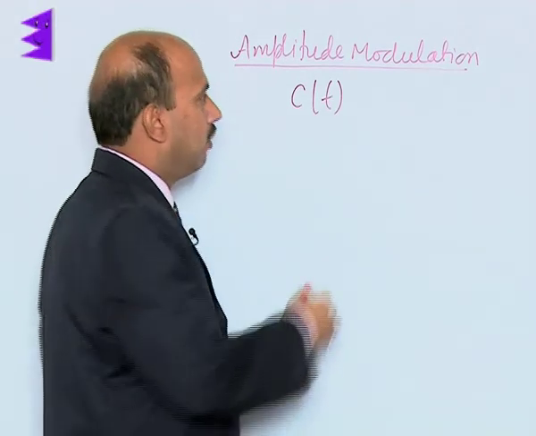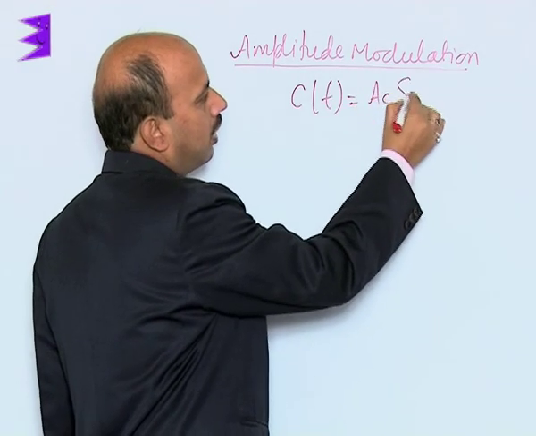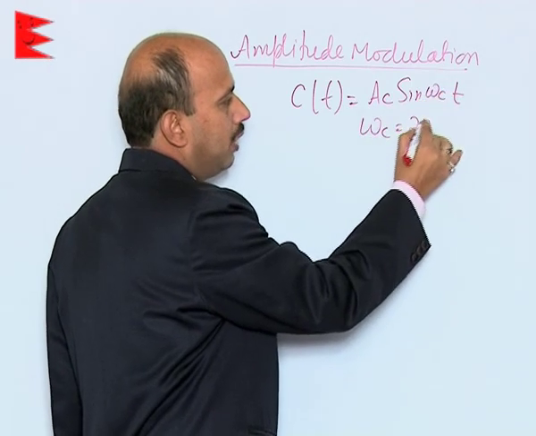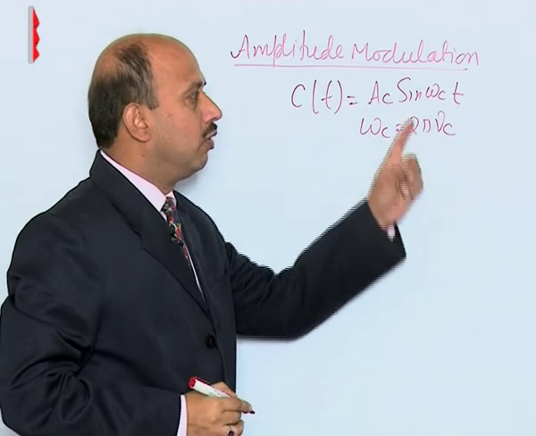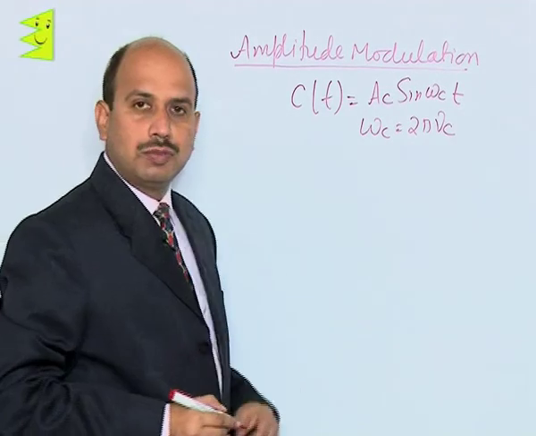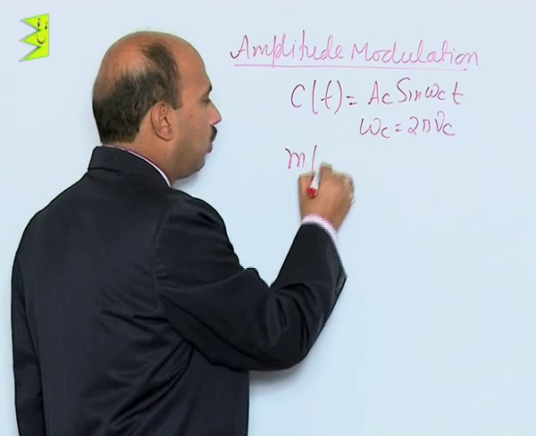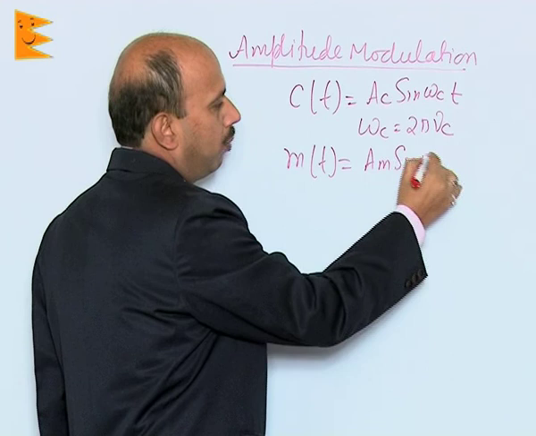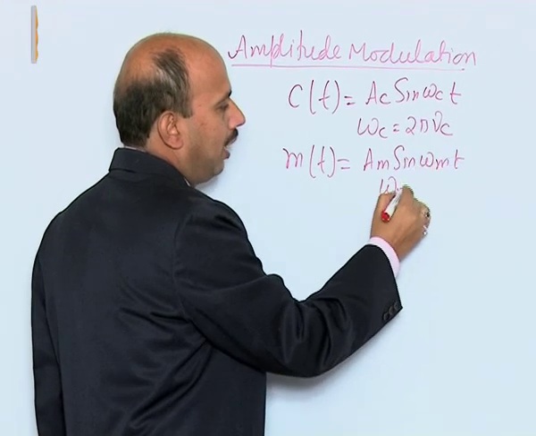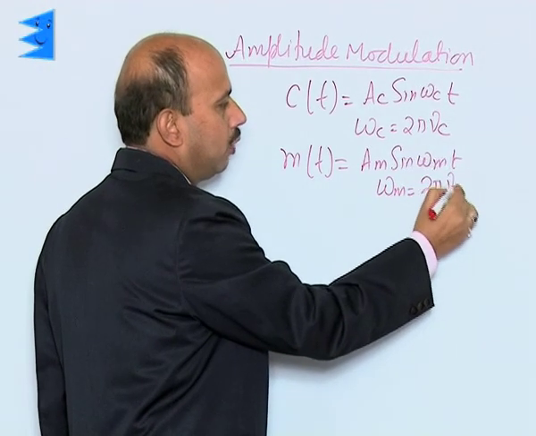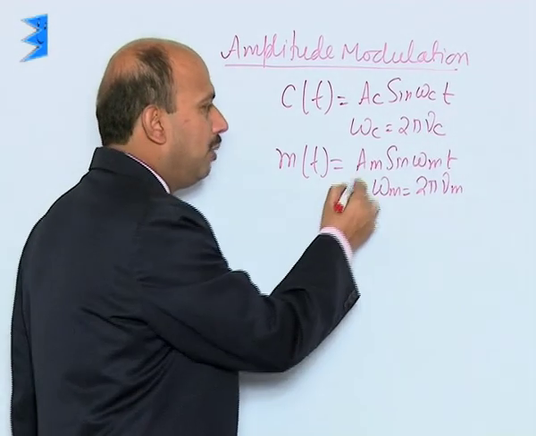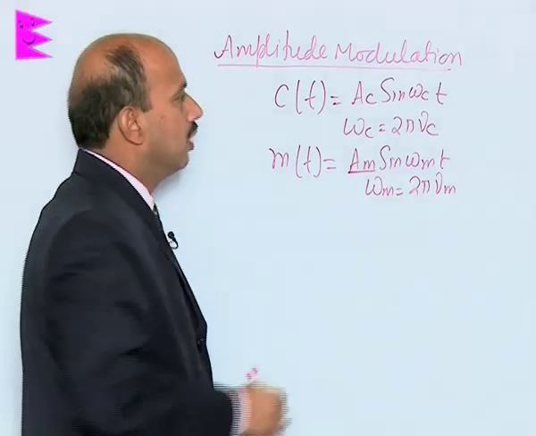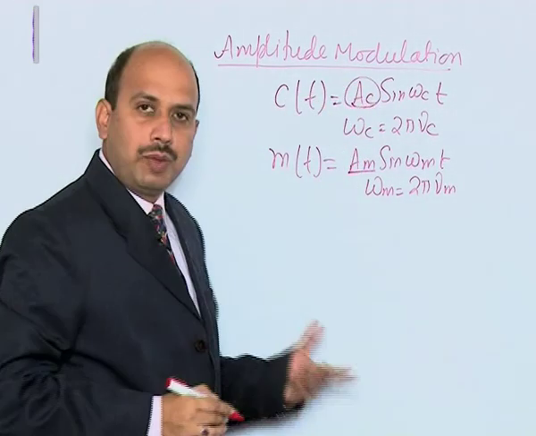any time t for the carrier wave is Ac sin omega c t, where omega c can be written as 2 pi nu c. Omega c is the angular frequency of the carrier wave, nu c is the frequency of the carrier wave, and now we can write the modulating signal m(t) is equal to Am sin omega m t, where omega m can be written as 2 pi nu m. Am is the amplitude of the modulating signal, that means the signal which has to be modulated, and Ac is the amplitude of the carrier wave.